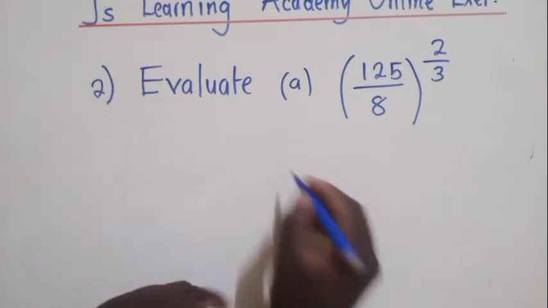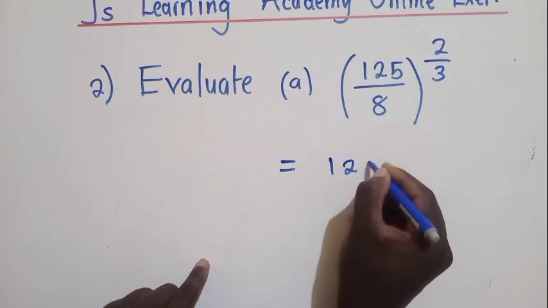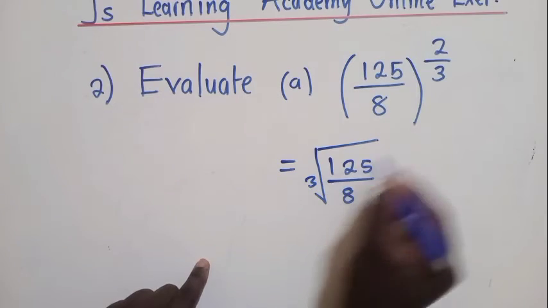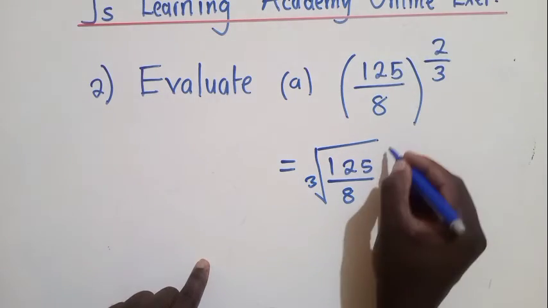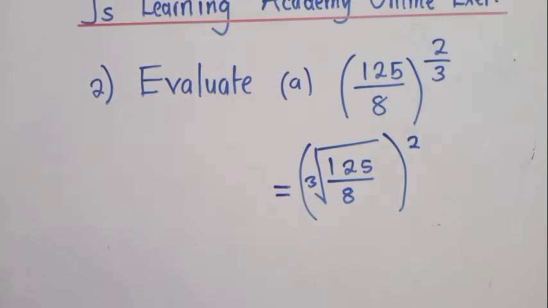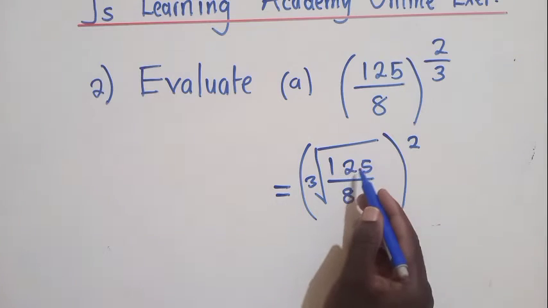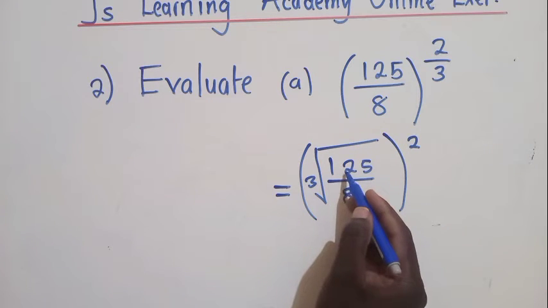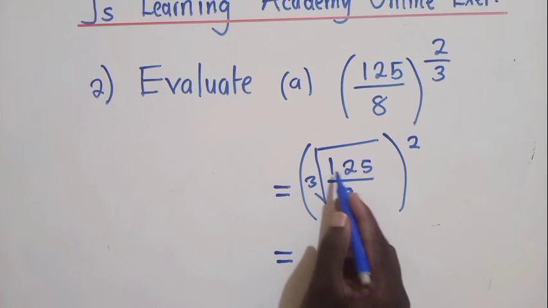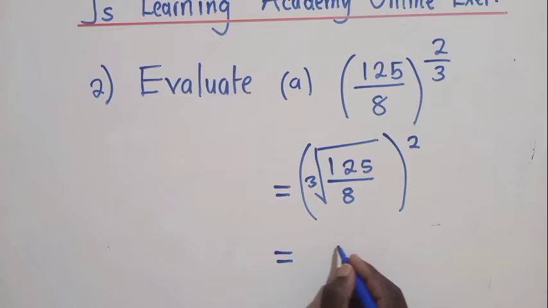So we shall say equal to the cube root of 125 over 8, and then power 2. This 3 is a root. This is a power. Like that. So what it means here is find a number which can multiply by itself 3 times and it gives us 125. And that's a 5. The same here, it's a 2. When the 2 multiplies by itself 3 times, it gives us what? 8.